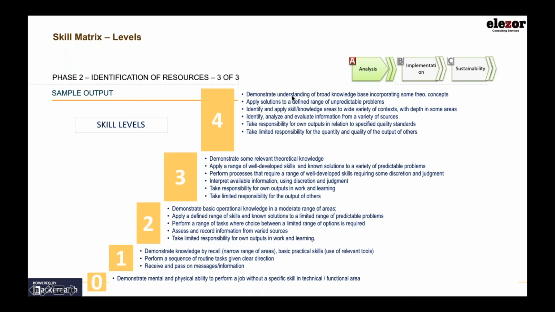At level 4, the person is able to demonstrate understanding of broad knowledge, not just theoretical, has applied solutions to a defined range of unpredictable problems, and can identify and apply skill knowledge to a wide variety of contexts, in depth in some areas. At least this is the stage where depth horizontal multi-skilling can be done, because the person has in-depth knowledge of one particular area and can go into further detail. And then he is able to identify, analyze and evaluate information from a wide variety of sources, and can take responsibility for the quality and quantity of the output of others.